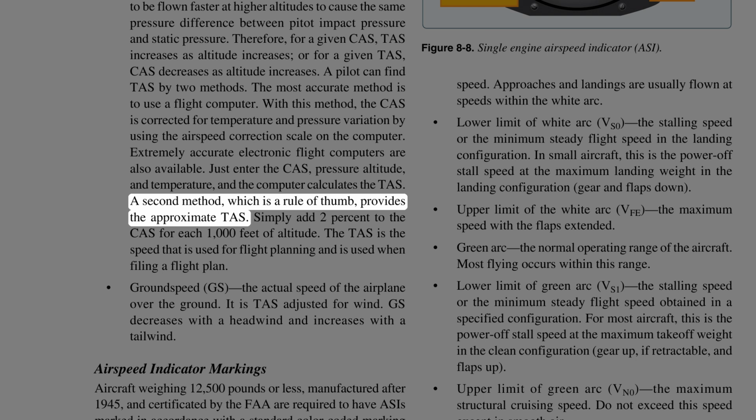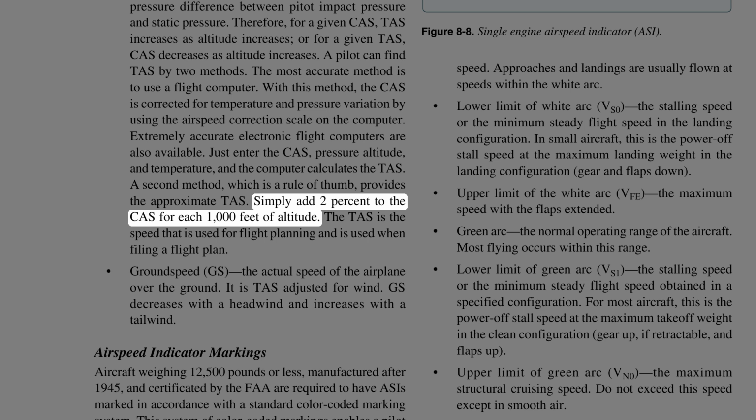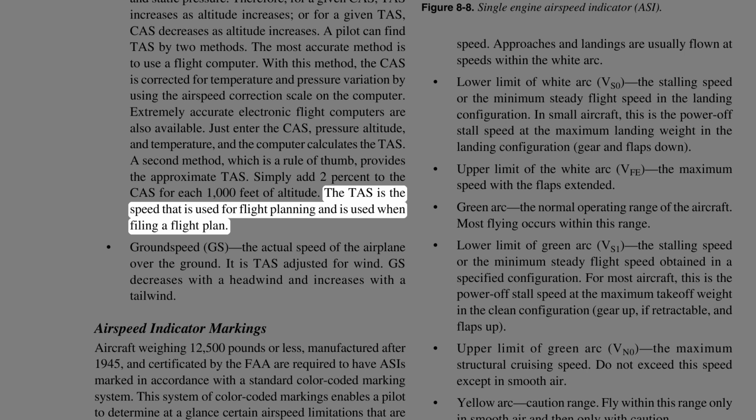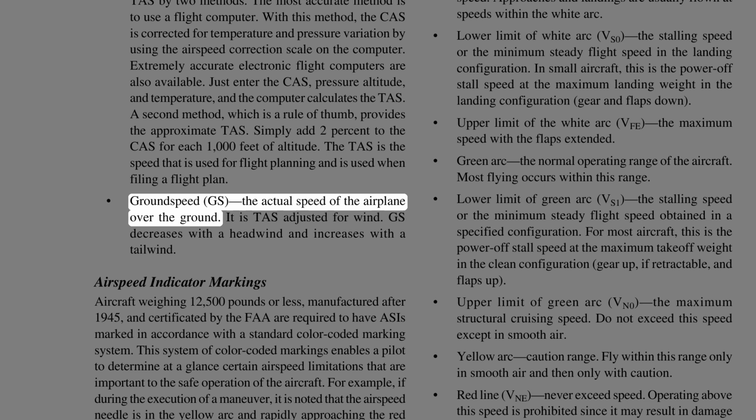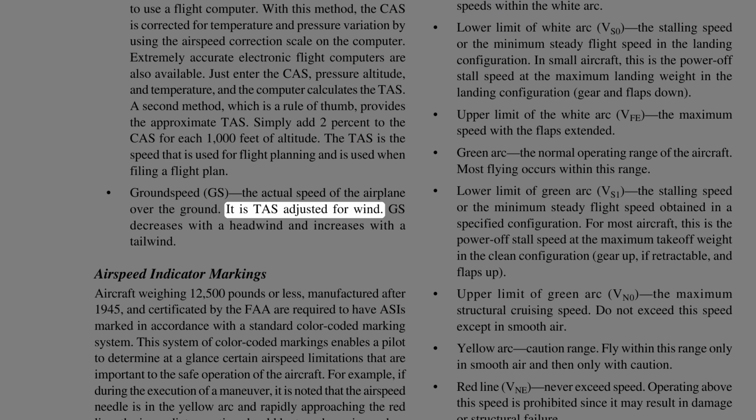A second method, which is a rule of thumb, provides the approximate TAS. Simply add 2% to the CAS for each 1,000 feet of altitude. The TAS is the speed that is used for flight planning and is used when filing a flight plan. Ground speed, GS, the actual speed of the airplane over the ground. It is TAS adjusted for wind.